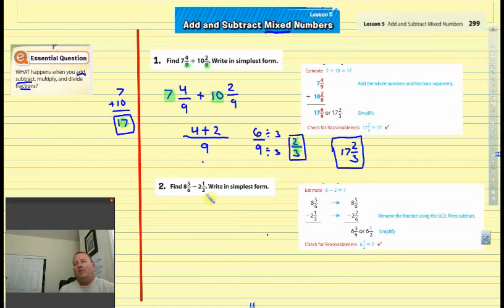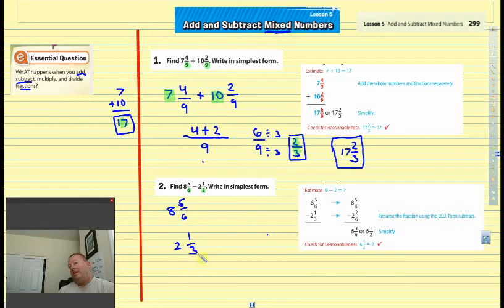On number 2, we notice that all of a sudden my fractions don't have the same denominator. So what I'm going to do is set this up, and we'll do the old 4th grade method. We can do it that way. And I'm going to set it up, and I'm going to go 8 5/6 minus 2 1/3.